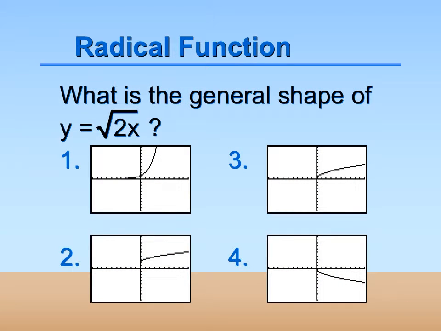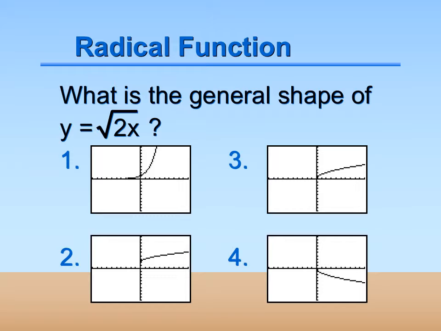Okay, so let's try this question. What is the general shape of y equals the square root of 2 to the x? Go ahead and see if you can figure this one out. So notice this one, there's no plus and there's no plus or minus. It's not either outside or the inside. So because of that, it's going to start at the origin.